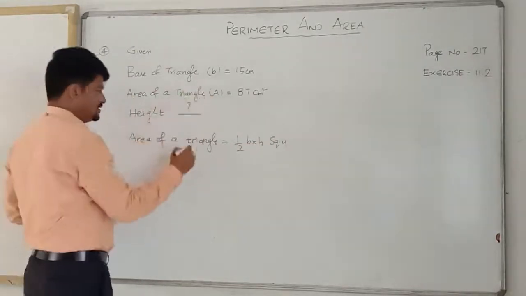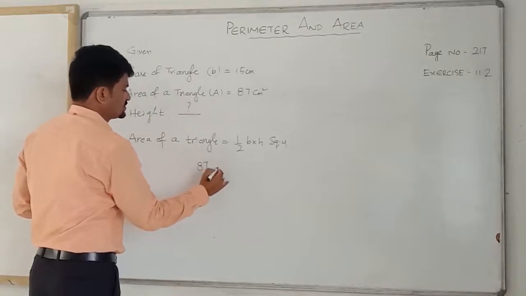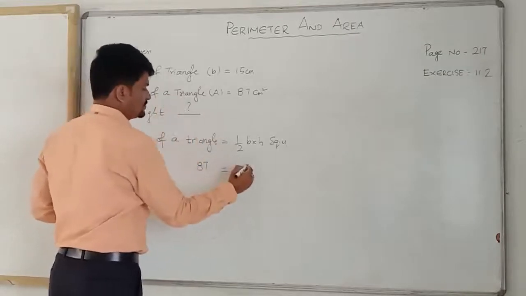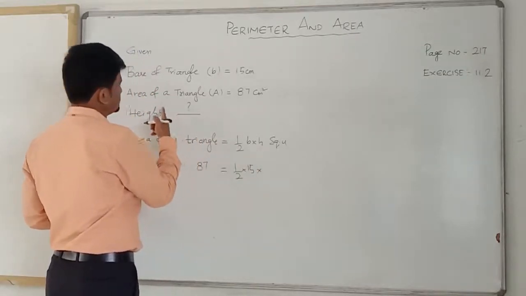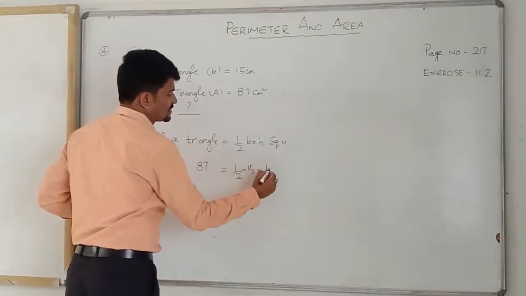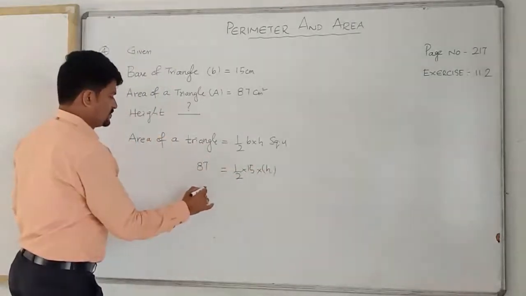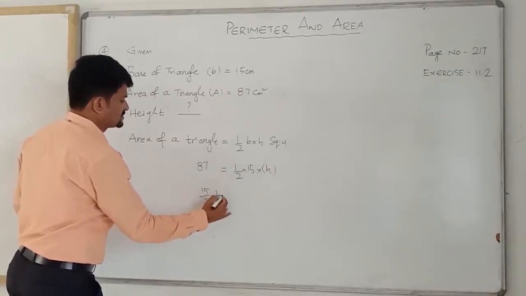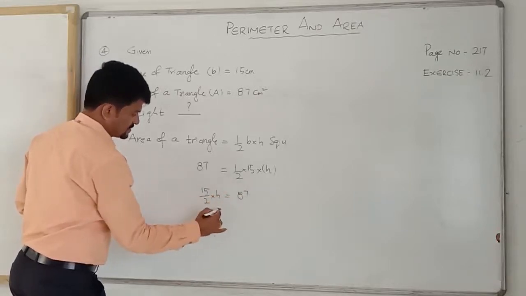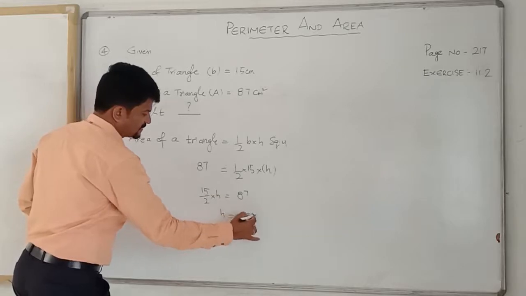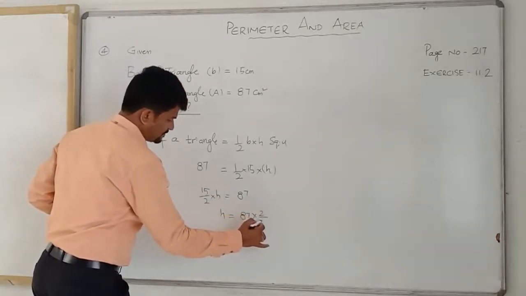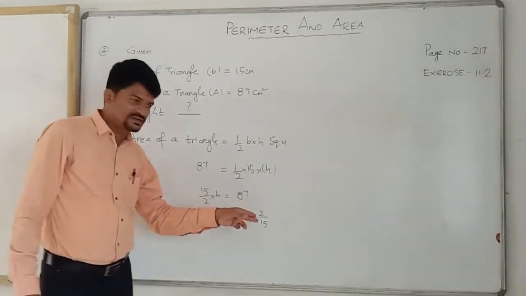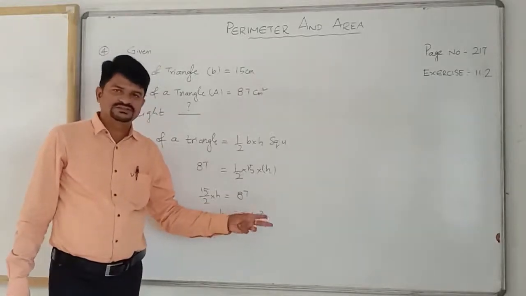What is the area of the triangle given here? 87. Half base means the base is given. Height means what is given? Height is not given. Now 1 by 2 into 15, that is 15 by 2 into h is equal to 87. Then h is equal to 87 into 2 by 15. Am I right? This 15 by 2, while transposing, becomes reciprocal, so it reverses to 2 by 15.